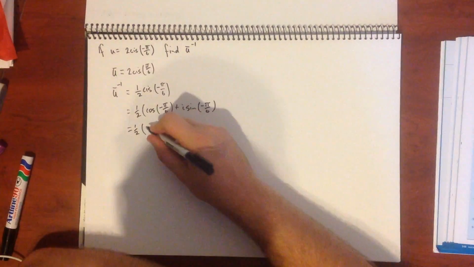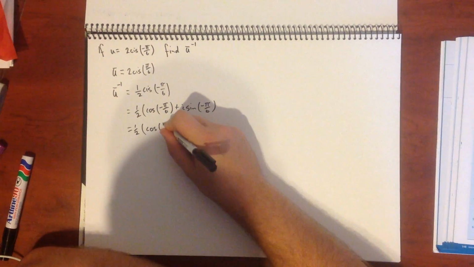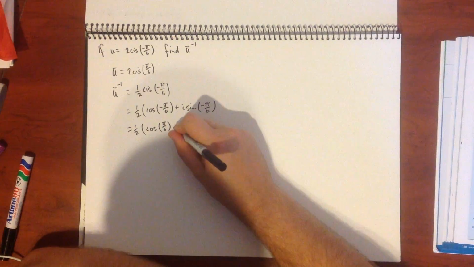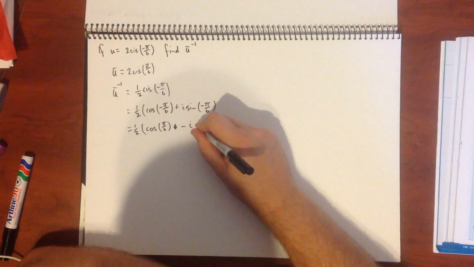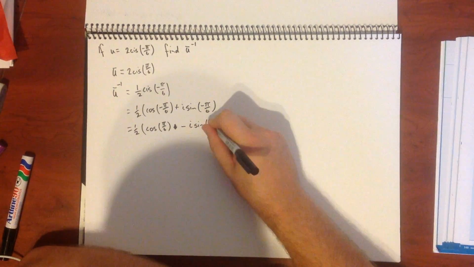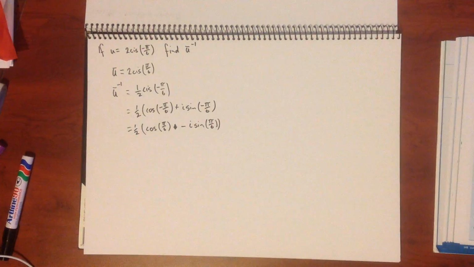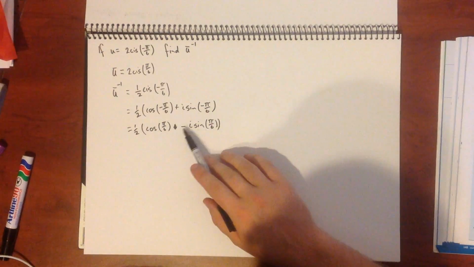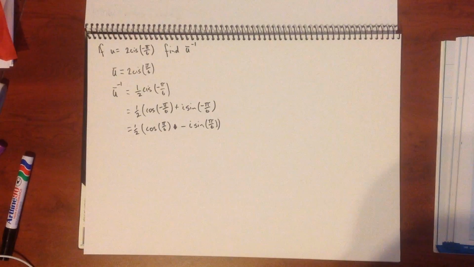That cos of a negative angle is the same as cos of a positive angle, and sine of a negative angle is the same as negative sine of that same angle, which we've seen previously in our work on trig. So sine of a negative angle is the same as negative sine of that angle, where cos of a negative is the same as just cos of the positive.